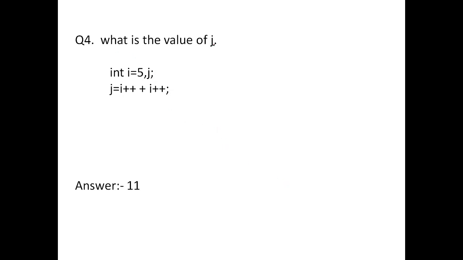This question, what is the value of J? So I is equal to 5, J. Now J is equal to, as we can see here, there is a decrement operator and an increment operator, it is post increment and post increment. Both are post increment and post increment. So whenever there is a post increment, complete the operation individually. So the I value is equal to 5. Now what is this? Sorry, it's a post increment. So when it is post increment, we will first assign the value and then we will increment. So we will assign the value of I as 5 here and then we will increment this value.